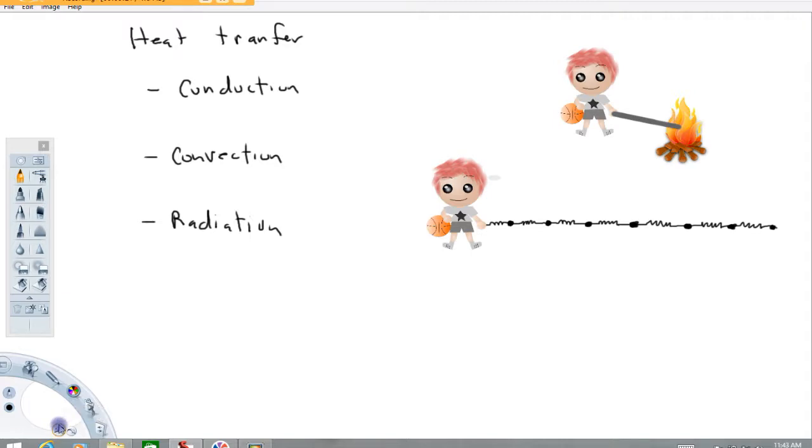And heat is transferred one of three ways, and I've already written them down here. Heat is transferred via conduction, or convection, or radiation. And I'm going to take these one at a time and talk conceptually about these three things, starting with conduction.